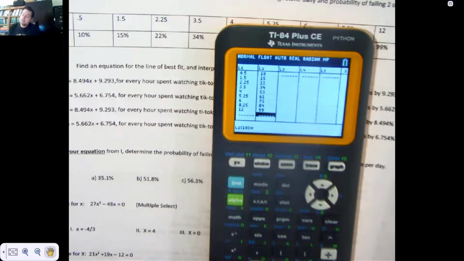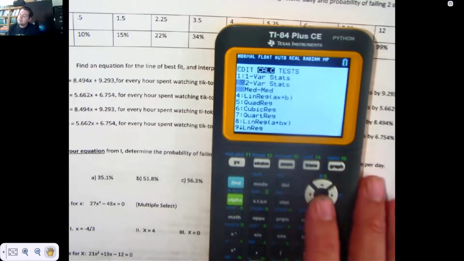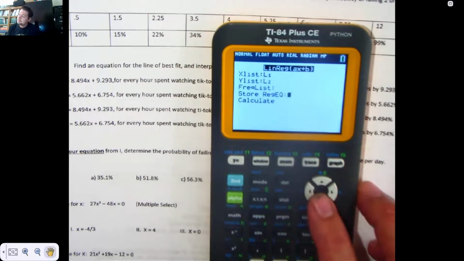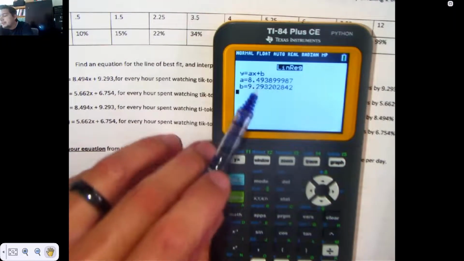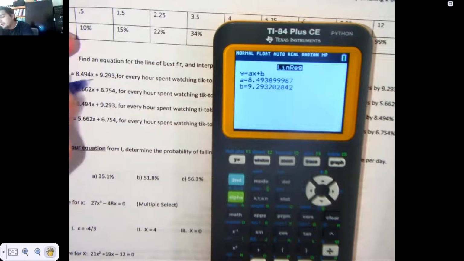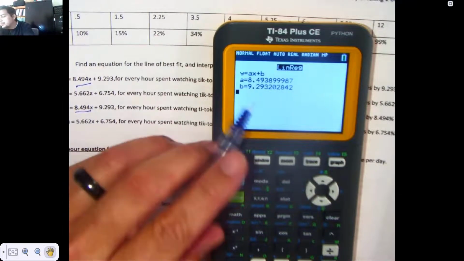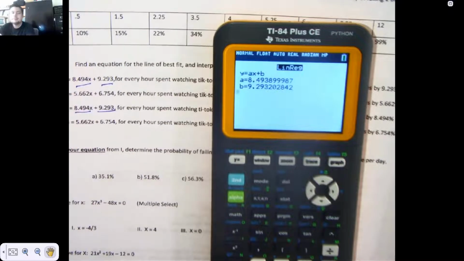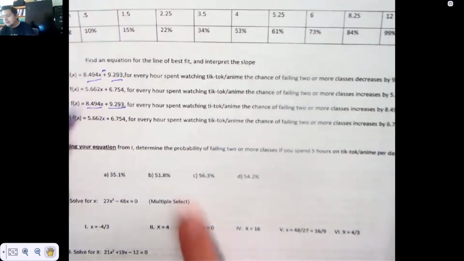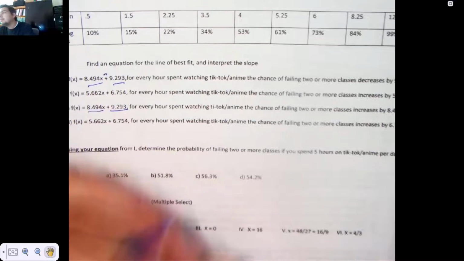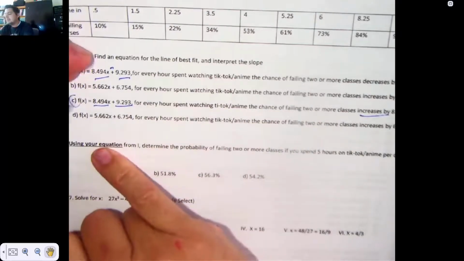X is in list 1, Y is in list 2, stat, calc, 4, linear regression. So I'm looking for, this is Y equals AX plus B. A is 8.494, so it's going to be that one or that one. B is 9.293, still that one or that one. And then you need to read the description. This is about watching TikTok or anime and your probability of failing 2 classes. Notice this slope is positive. The probability of failing has to increase. Looking for that word increase. That even makes logical sense.